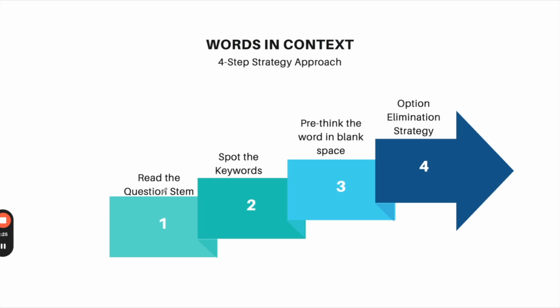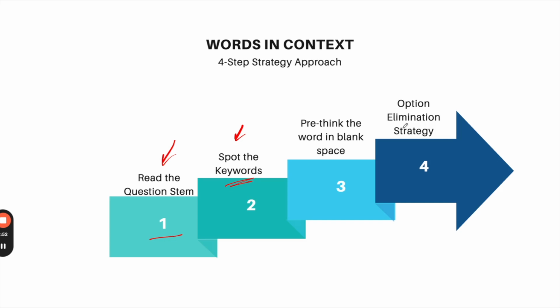The first step is obviously read the question stem. When you know that you're dealing with the words in context question type, you will be able to know what is the next thing that you need to do. Spot the keywords. When you're reading the text, you need to spot the keywords which can direct you towards the right word that you want to pick up for the blank space, right? There are going to be hint words or keywords in the whole text that will take you towards the right option that you should be picking up.